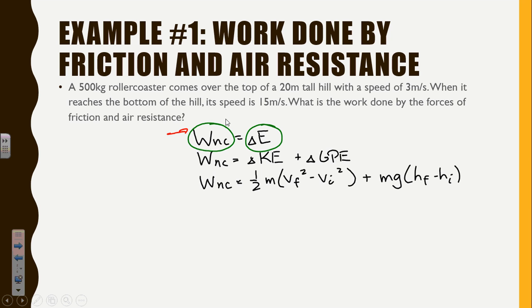So based on my givens, I have some heights, I have some speeds, I also have my mass. This is the equation I want to use. It has all my givens and my unknowns.